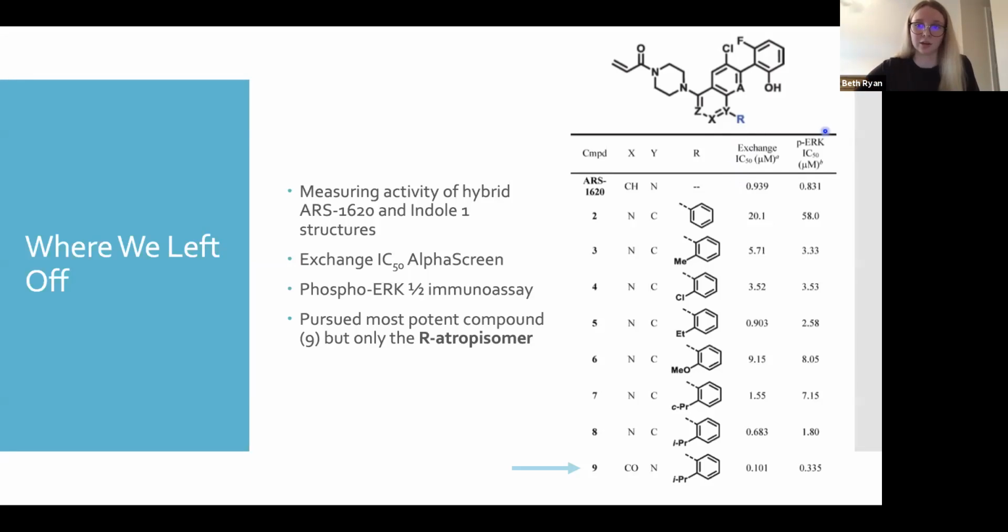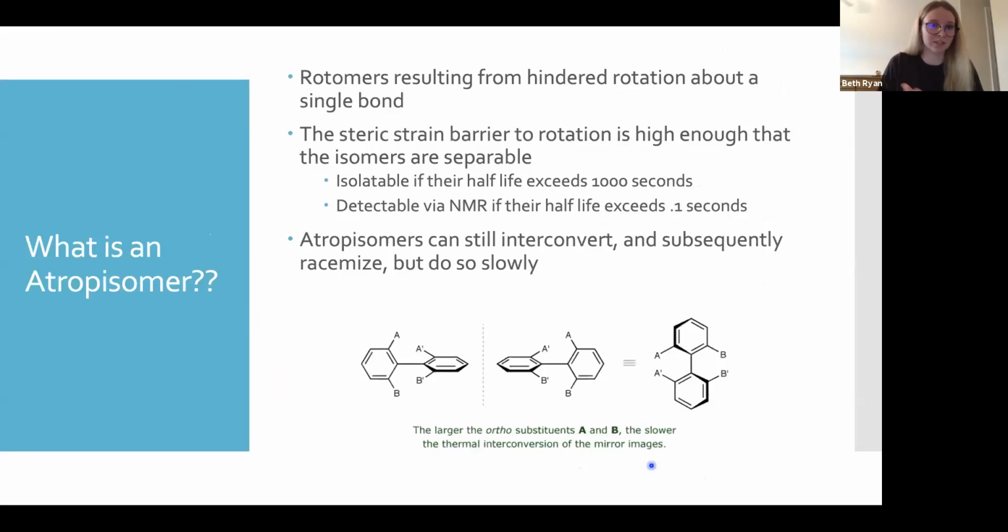And then the p-ERK immunoassay is whether or not ERK, which is further down the line, is phosphorylated. So as you can see, this last compound down here has the lowest exchange IC50 and the lowest p-ERK IC50, so they chose to pursue it, which is compound 9, but only the R-atrope isomer. And this is probably a new word. It was for me. So what is an atrope isomer?